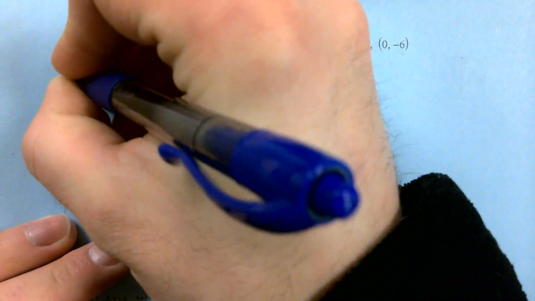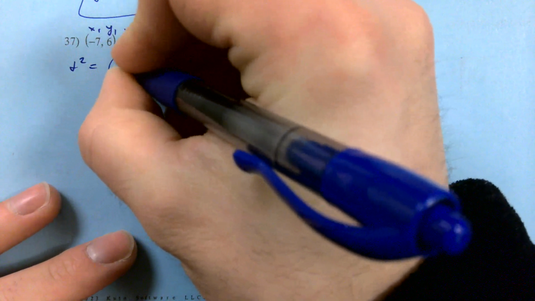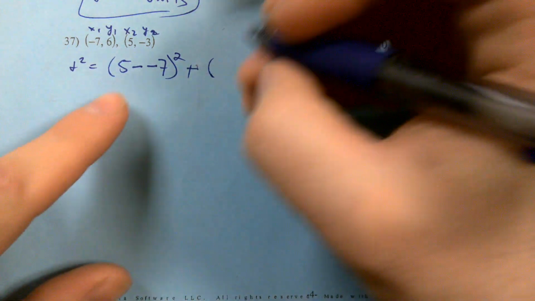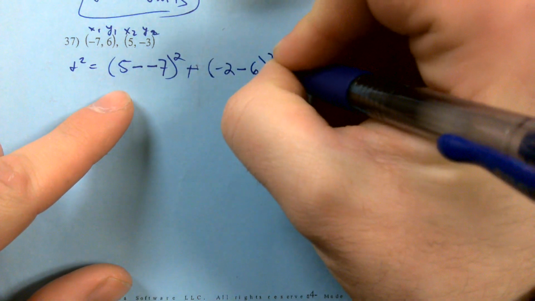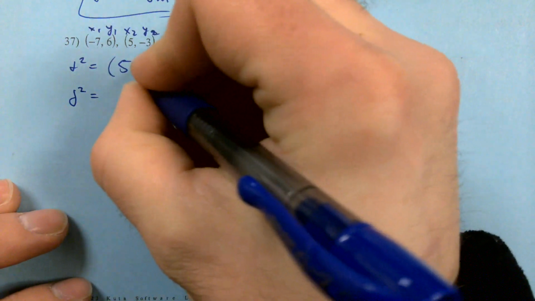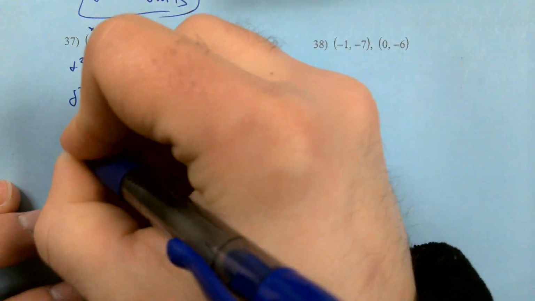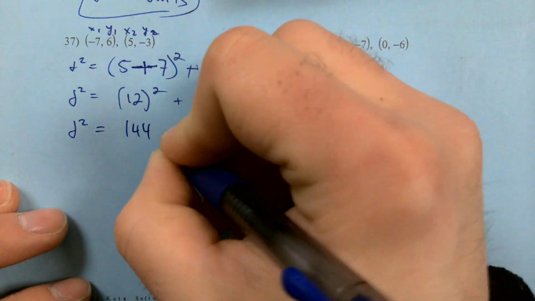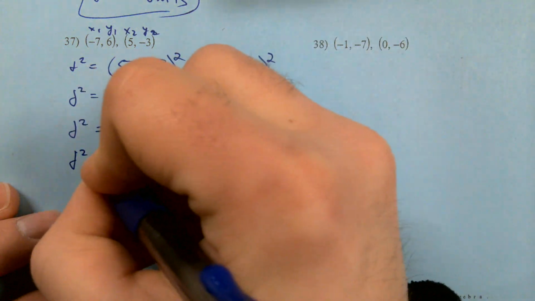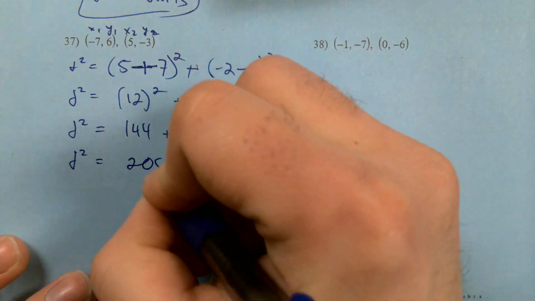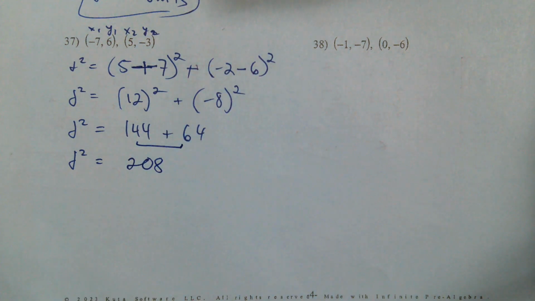Down to 37. x1, y1, x2, y2. d squared is equal to x2 minus x1. Again, double negative signs. Plus y2 minus y1. Those make a plus, giving us 12 squared plus negative 8 squared. 144 plus 64. When we add those up, what do we get? Like 208, I think? Sounds about right. Yeah, 208.